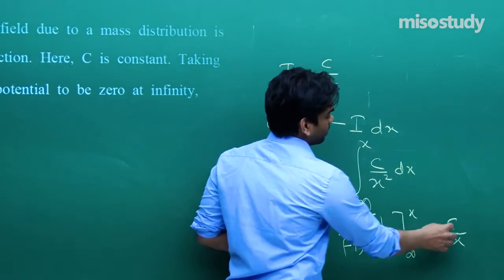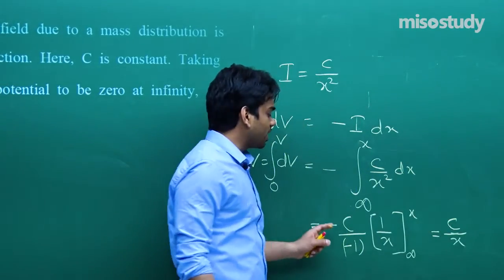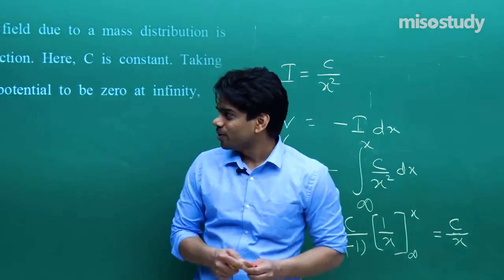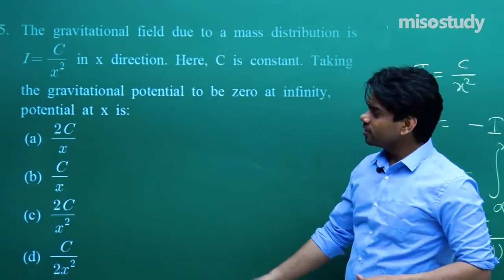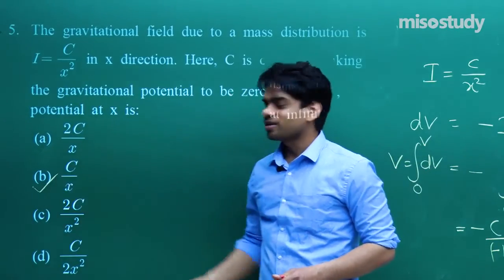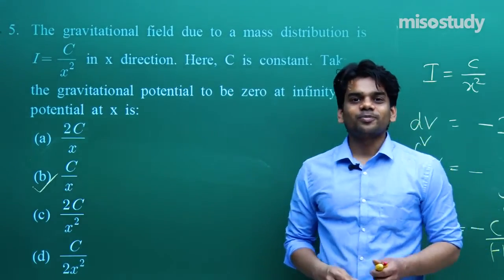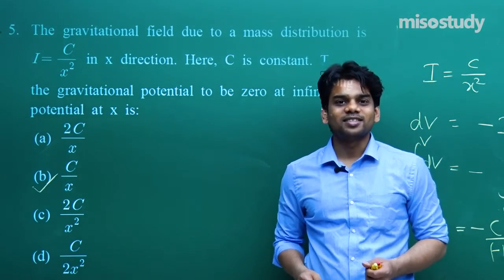I believe that you can keep up the limits and you can easily solve it. That will be c by x. That is how you will be obtaining. Check. Let's take the option. The option number B matches with the right result. This is the gravitational potential at a point distance x.